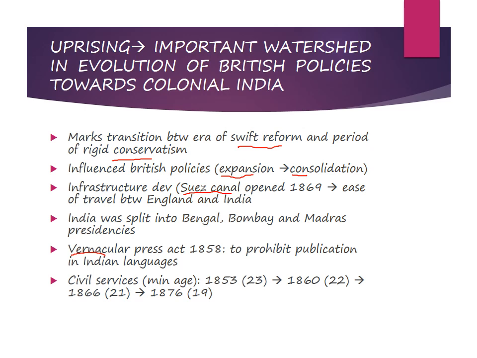There was development of infrastructure. The Suez Canal opened in 1869 that eased travel between England and India. India was split into Bengal, Bombay and Madras presidencies. Vernacular Press Act in 1878 to prohibit the publication in Indian languages. Civil services. Minimum age of civil services in 1853 was 23. This was reduced to 22 in 1860, to 21 in 1866 and finally to 19 in 1876.